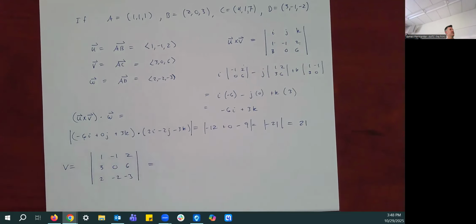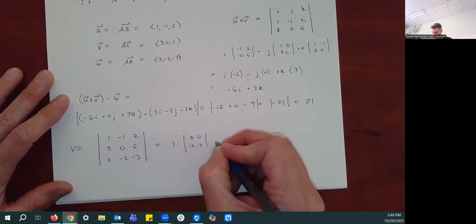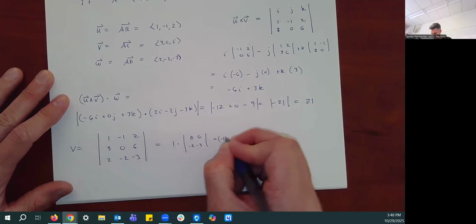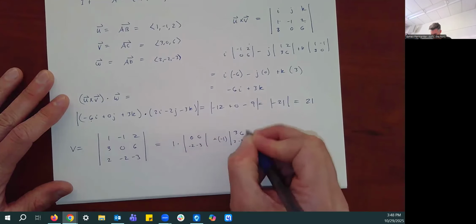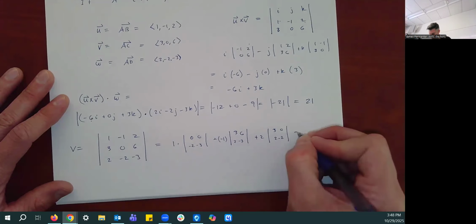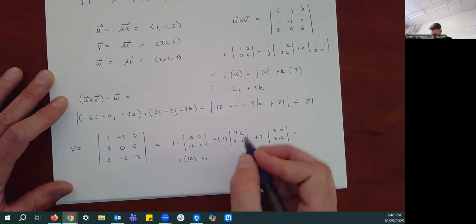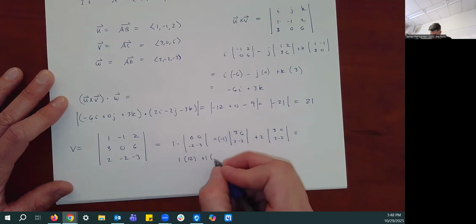We're doing something cool. This is where it's going to pay off that I talked about the fact that you can do the cofactor expansion along any row or any column. Instead of picking the first row, we'll do it both ways. So you could do it as 1 times the determinant of 0, 6, negative 2, negative 3, minus negative 1 times the determinant of 3, 6, 2, negative 3, plus 2 times the determinant of 3, 0, 2, negative 2, which is going to end up being 1 times 0 minus negative 12, plus 1 times negative 9 minus 12.